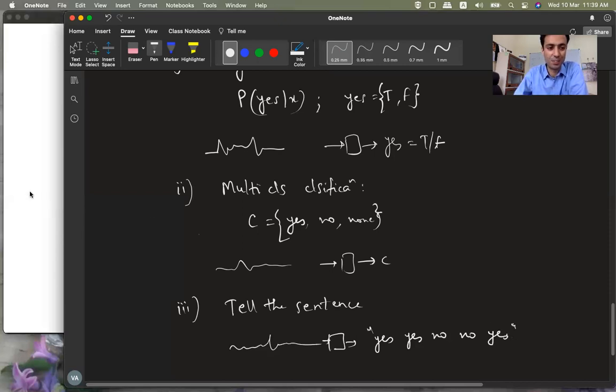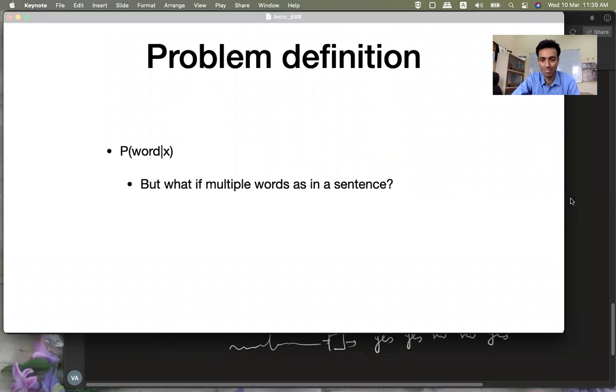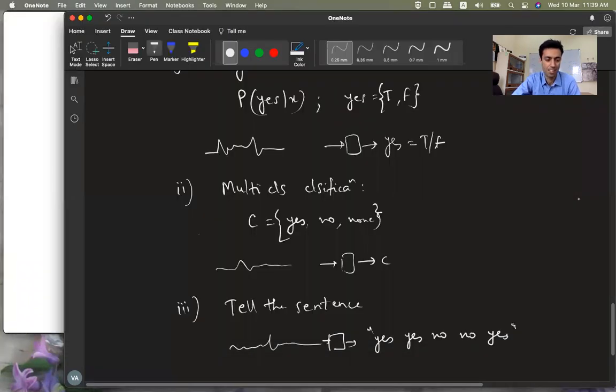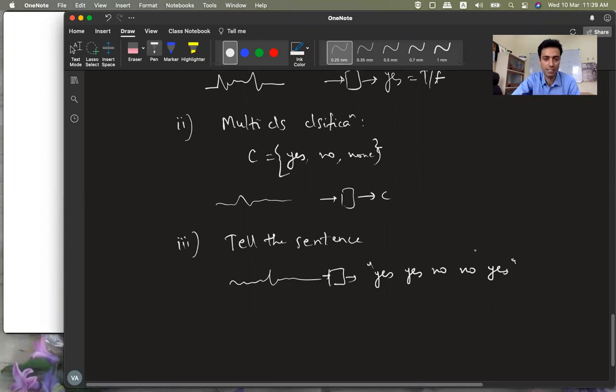How will you solve this problem? If there are multiple words as in a sentence, what do you do then? Any idea? If there are multiple words in a sentence, how do you do it?